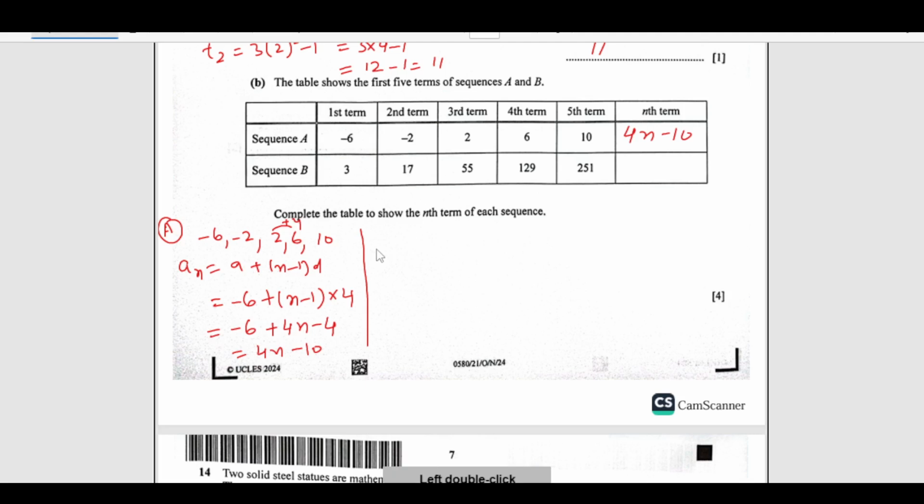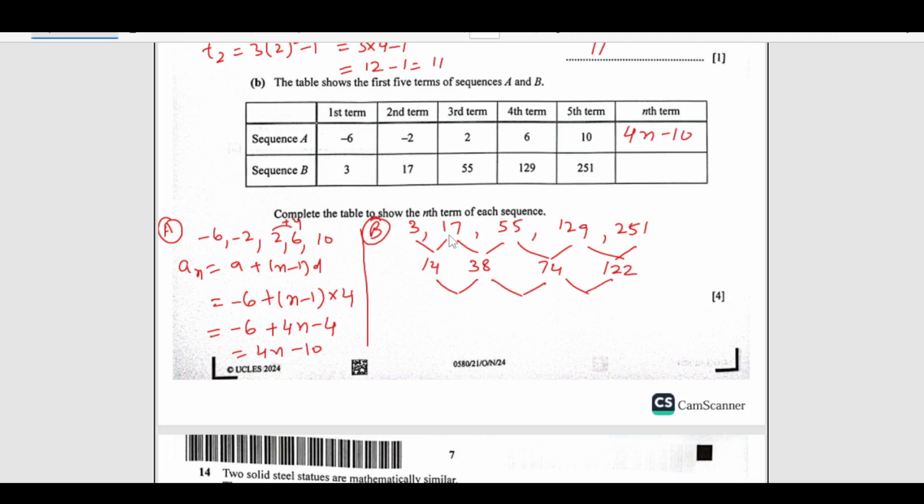Now, next for sequence B, we have here 3, then we have 17, 55, 129, 251. Now, it is not easy here to see the difference. I do not see any fixed difference here that can help us get the nth term. So let us find the differences like this. 17 minus 3 is 14, 55 minus 17 is 38, and this one is 74, this 122. Again, nothing is similar that we can use.